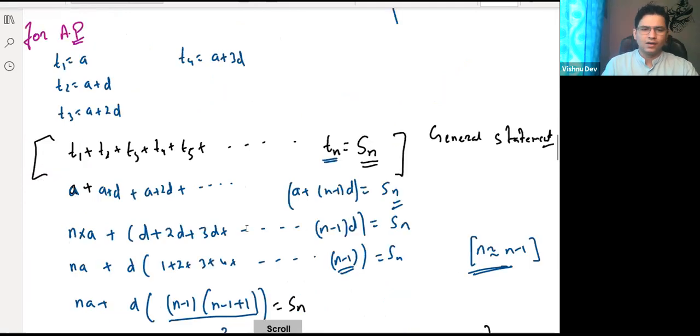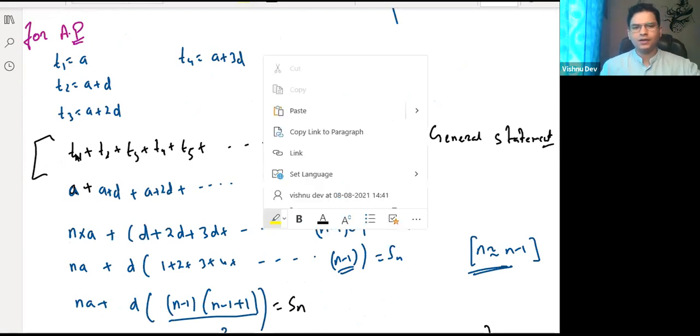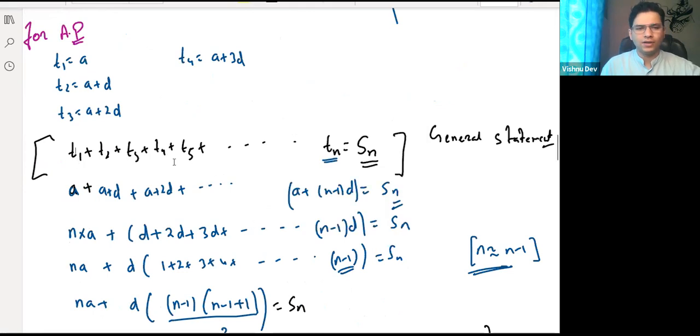Now, what does sum mean? Sum means the addition of all the terms. So if I'm talking about all the terms, T1 plus T2 plus T3 plus T4 up to Tn, the sum of all these terms is basically your Sn. Now, it doesn't matter what kind of series it is, this is your formula. Depending on what kind of series you take, you will get a different formula for Sn. So here we have taken AP.